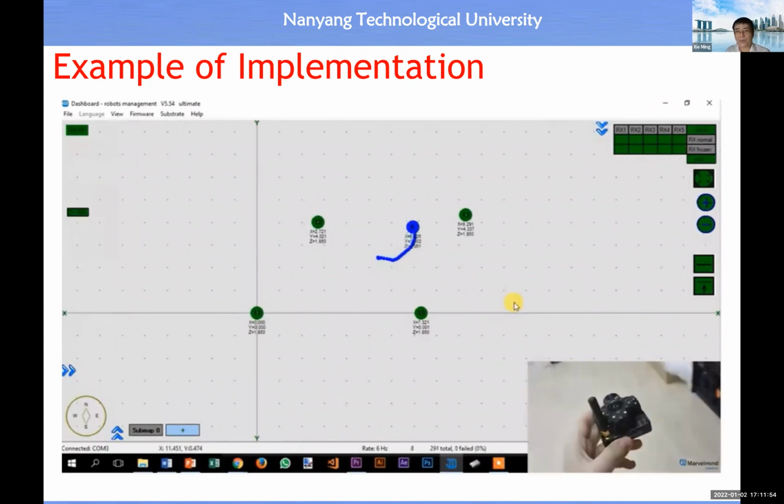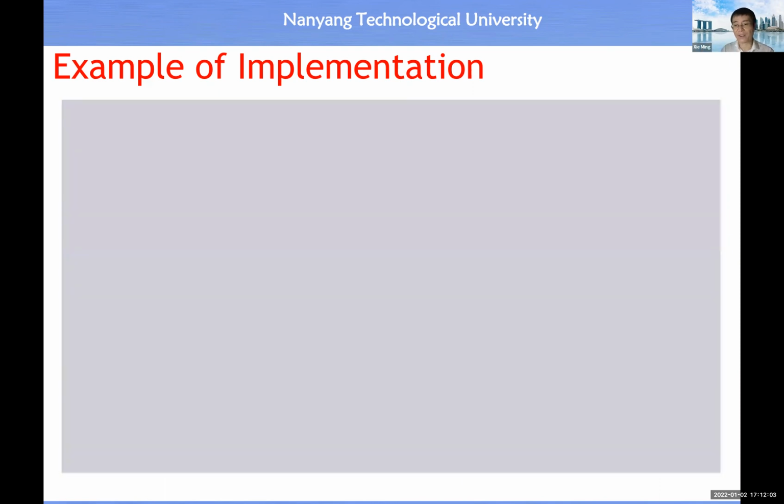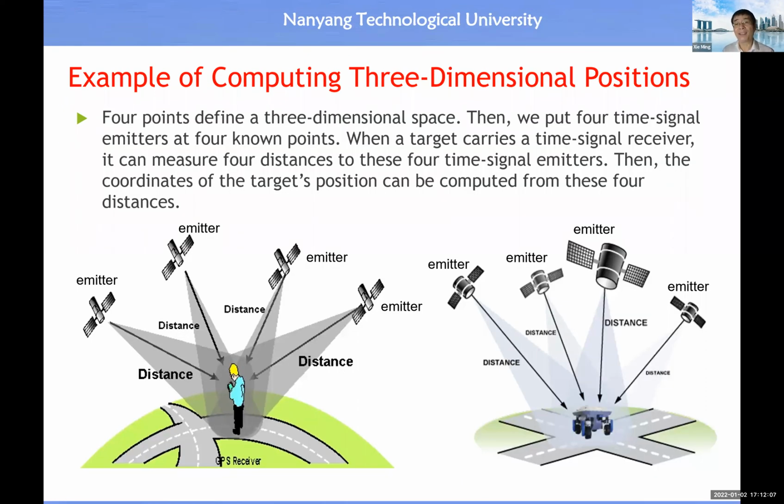So you see, when we move this receiver, the XY coordinate of this receiver can be calculated in real time, very, very precisely. So you see this principle has been implemented in a real product.